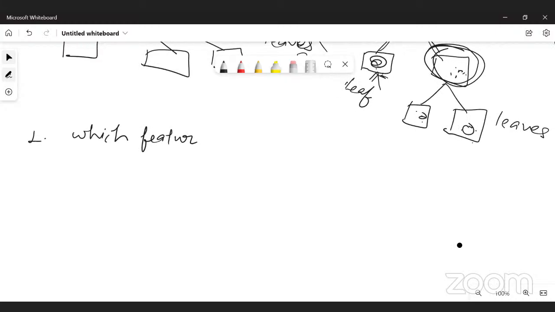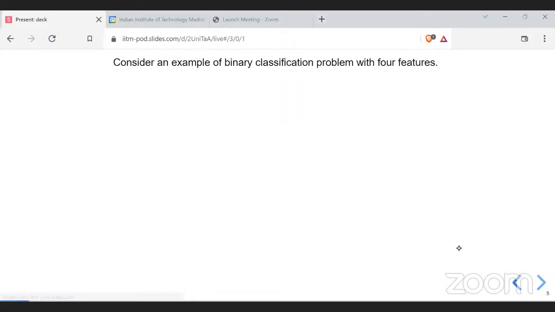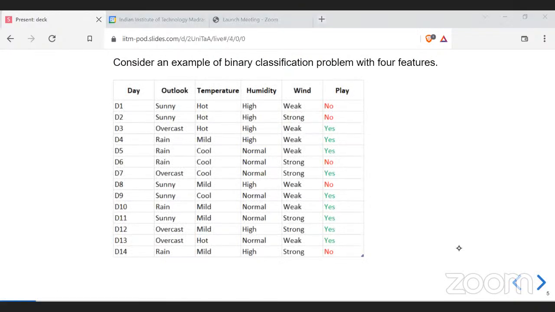Okay. So for designing a tree, we need to answer which feature to use at the root node, right? We have seen one example used in the lectures. In this example, we have 4 variables: outlook, temperature, humidity, wind, and all 4 features are categorical, and the target is no or yes. So we have a binary classification problem here. Which variable will you choose for the root node? How will you decide that?